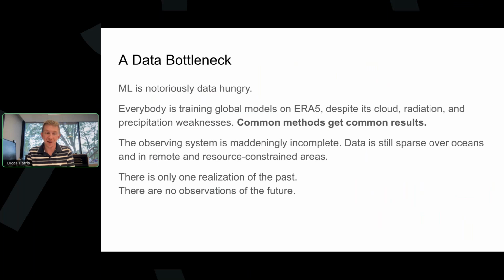And also the thing to mention is that if you use the same things everybody else is doing, you're going to get the same results as everybody is doing. Common methods get common results, something that I don't think is really realized enough in the rush towards having everybody working on one thing.